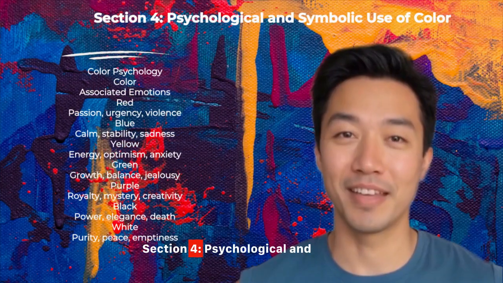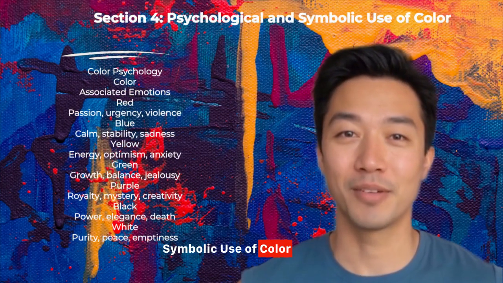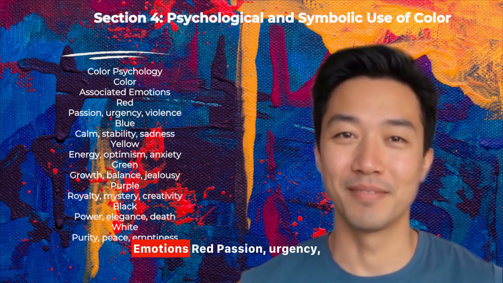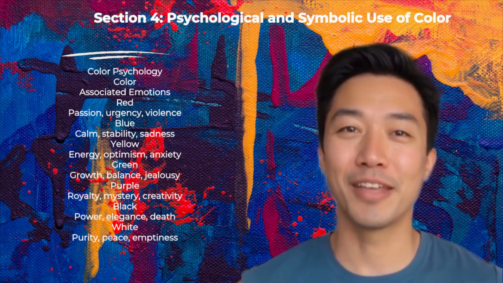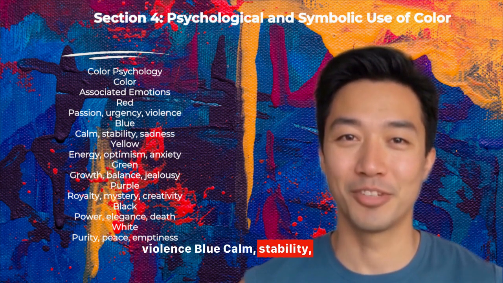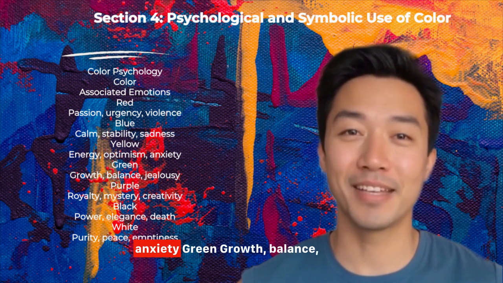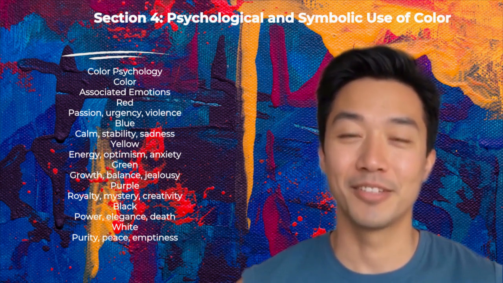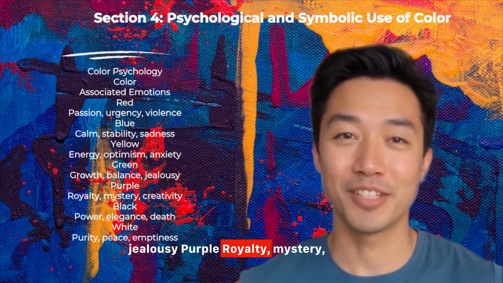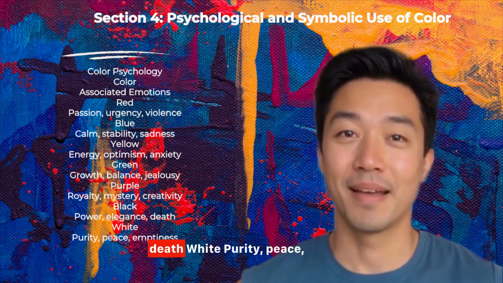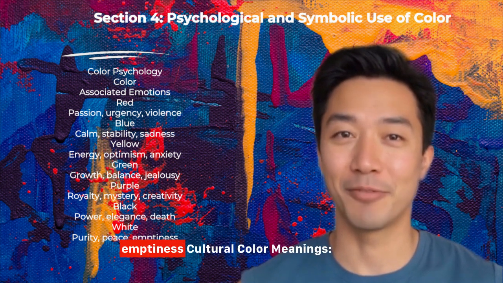Section 4. Psychological and symbolic use of color. Color psychology. Color-associated emotions. Red, passion, urgency, violence. Blue, calm, stability, sadness. Yellow, energy, optimism, anxiety. Green, growth, balance, jealousy. Purple, royalty, mystery, creativity. Black, power, elegance, death. White, purity, peace, emptiness.